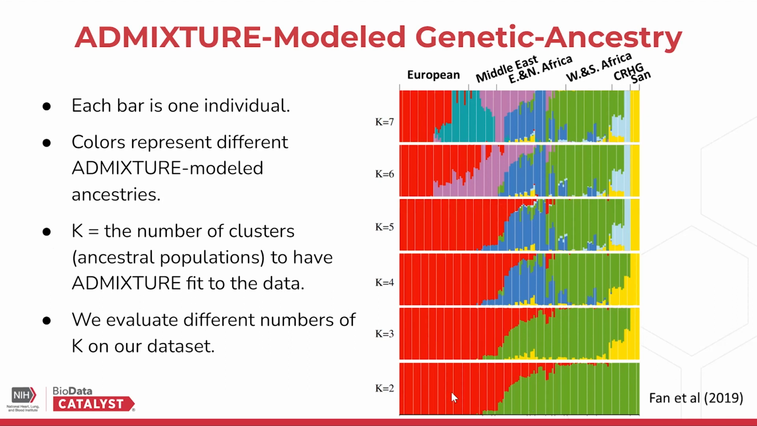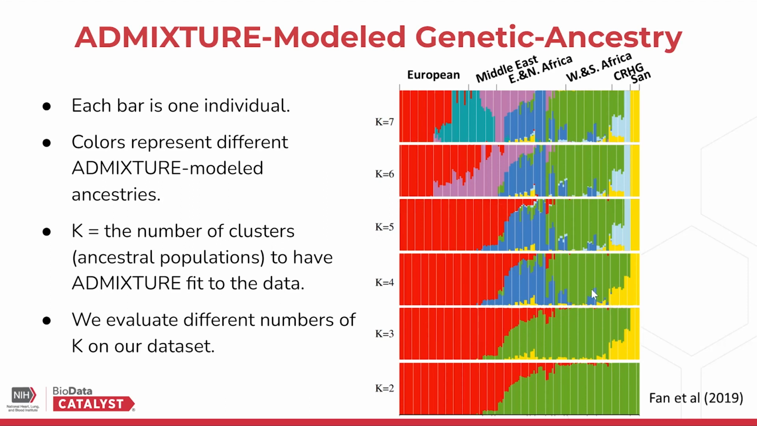So at K of 2, we see, of course, only 2 different types of modeled ancestry, which in this data set is generally African versus non-African. At K of 3, for example, we now have an extra cluster that's added, which is primarily found in the San individuals, which makes sense since the ancestors of the San diverged from other modern humans a fairly long time ago compared to all the other currently living modern humans.